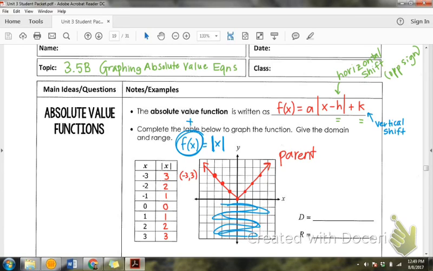The parent graph is like saying the original graph. Okay, so this graph that starts at 0, 0 and goes up 1, out 1 on both sides, this is called the parent graph. Is it possible for an absolute value to become negative when using a type of equation? Yeah, we're going to look at what that looks like.